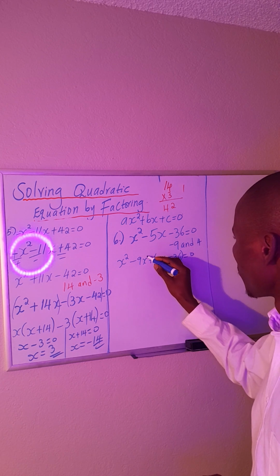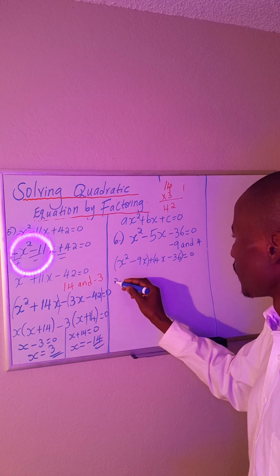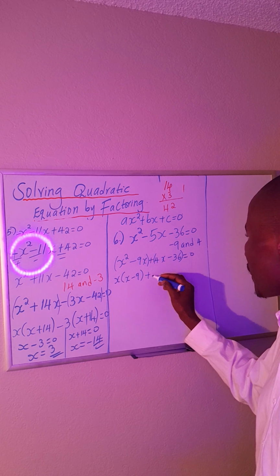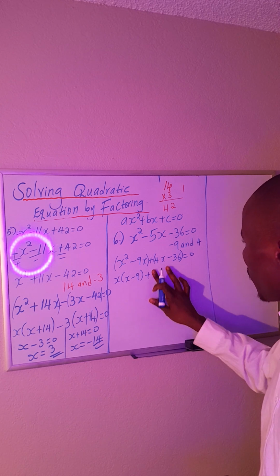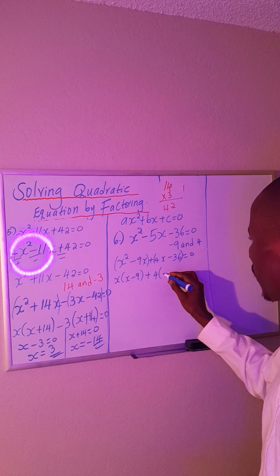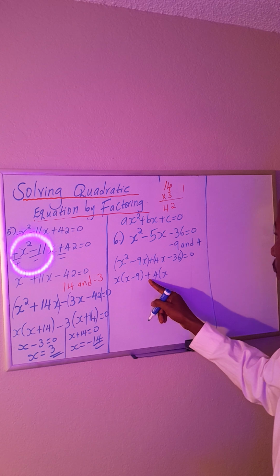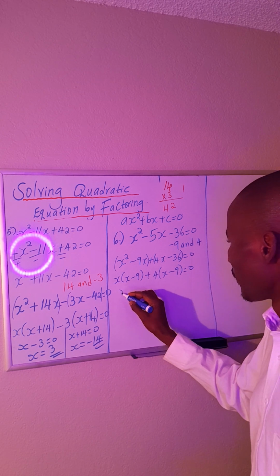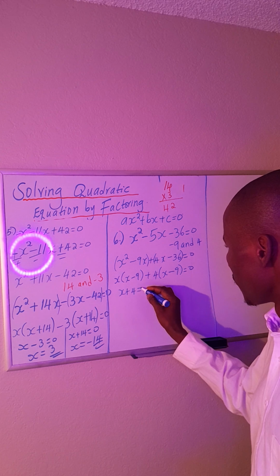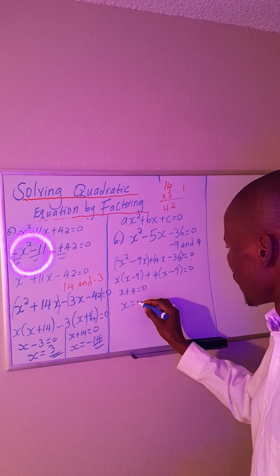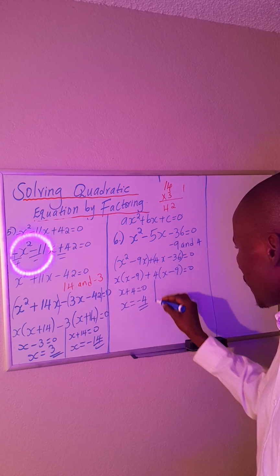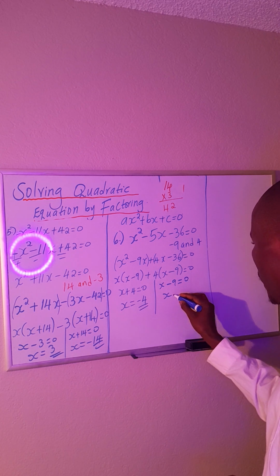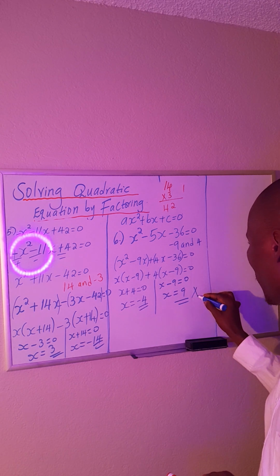Can we factorize in groups of 2? x is common, into x minus 9, close the bracket, plus open the other bracket. We factorize using 4. 4 is a common factor into x minus 9 is equal to 0. So what is happening? x plus 4 is equal to 0, meaning x is equal to negative 4. That is the first answer. Or also x minus 9 equal to 0. x is also equal to 9, the second answer.